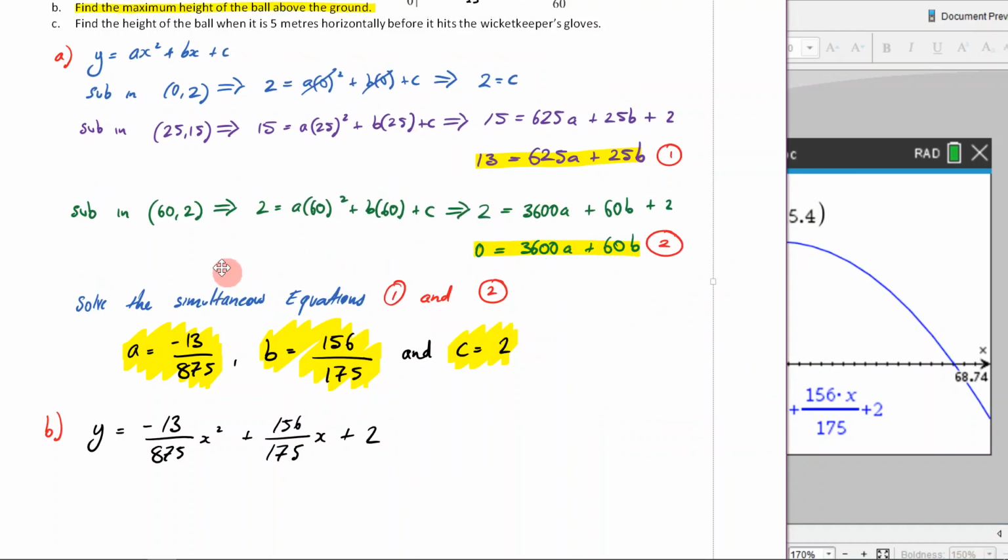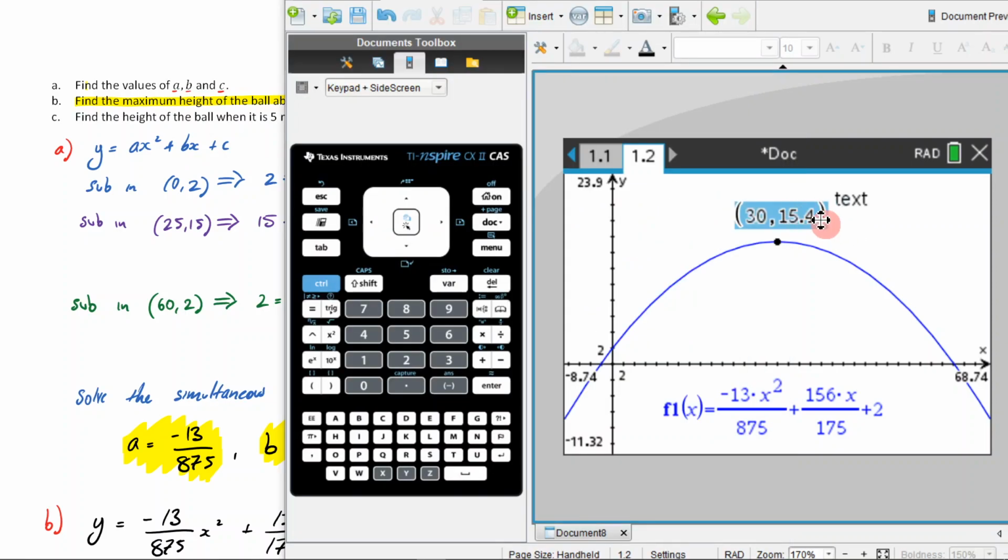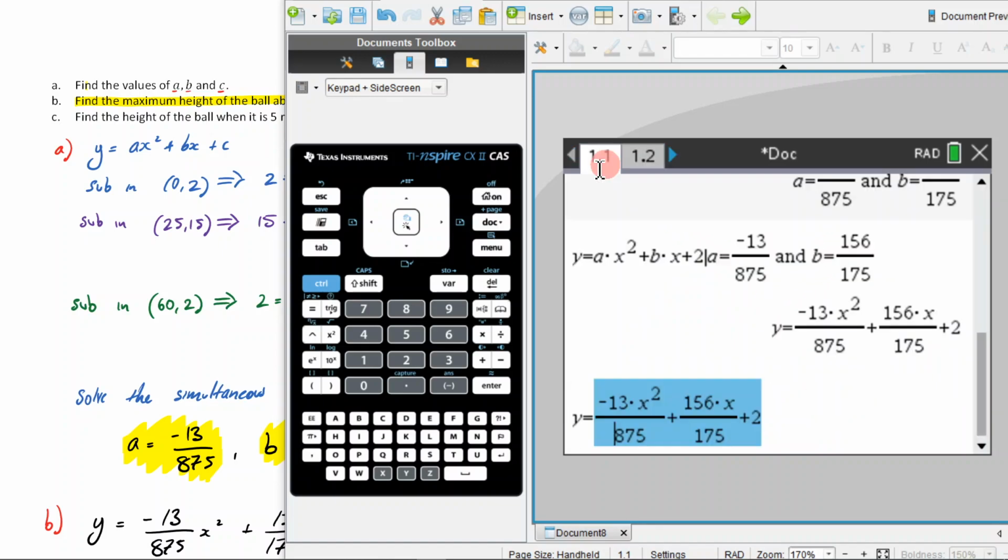Do you see how the question has not specified how many decimal places to answer to? When the question doesn't specify how many decimal places to answer to, that means it wants an exact answer. It does not want a decimal answer, it wants an exact answer. And we can't get exact answers from the sketching or the graphing portion of the CAS. What we actually have to do is come over here and find it this way.